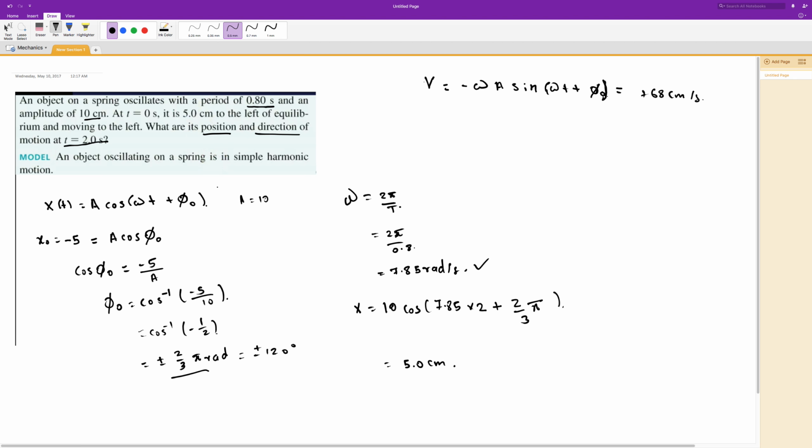So the direction is right side, because the velocity is positive.